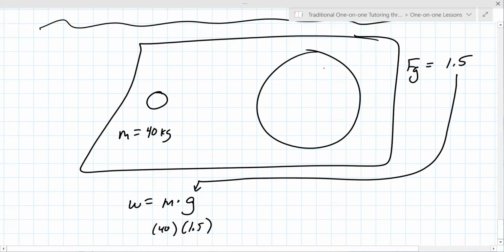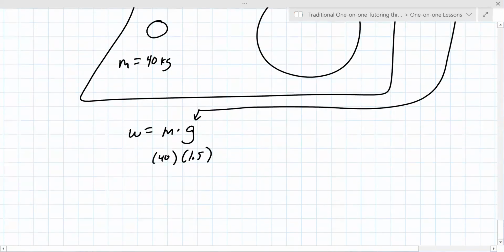Because you did all the calculations. I gave you the mass of this planet, I gave you the radius of the planet, I told you how far away you are, and it gets down to 1.5. Well, your weight is mass times gravity. Gravity is whatever the force of gravity is in this problem. So it ends up being 60 newtons.